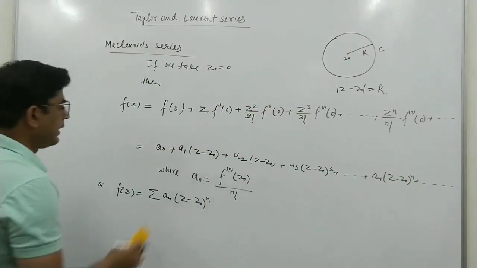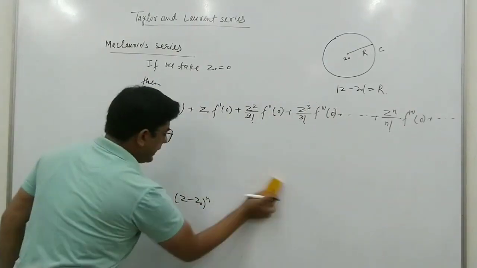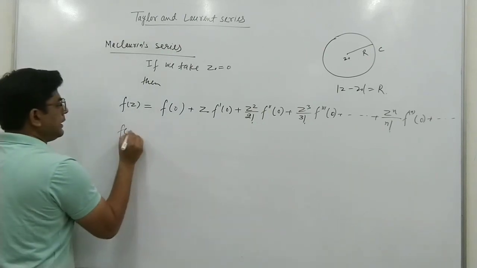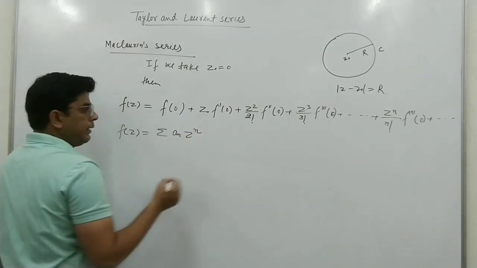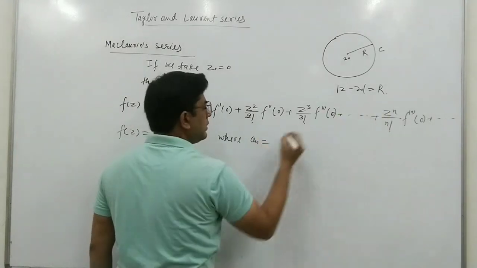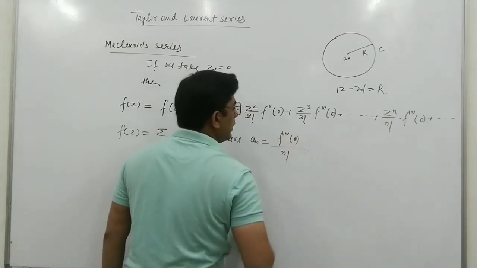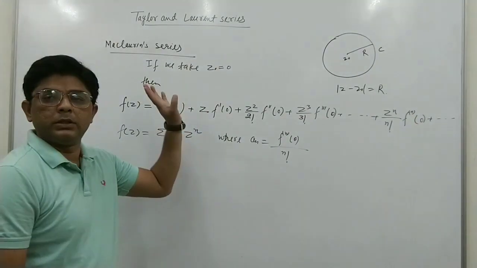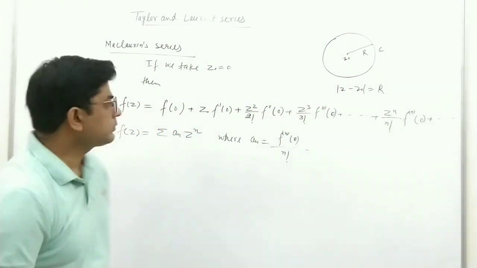And here we can write this series in short as summation a_n z to the power n, where a_n is the nth derivative at 0 upon n factorial. Okay, so this series is simply called Maclaurin series when we expand about the point 0 or origin.